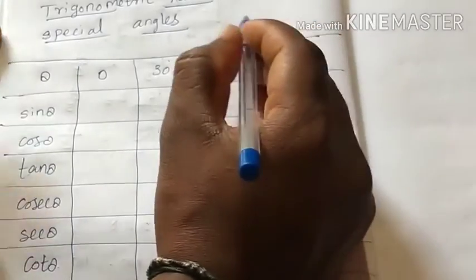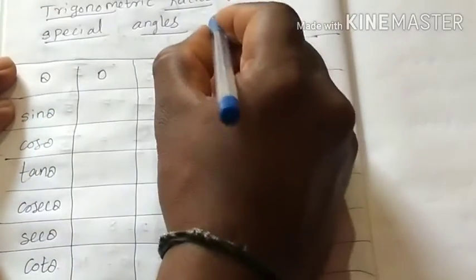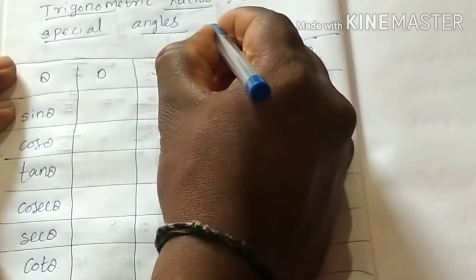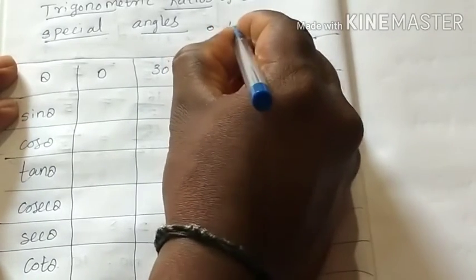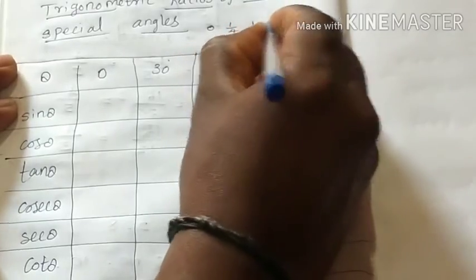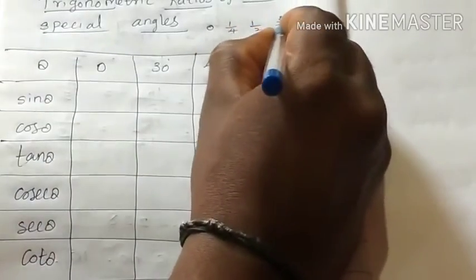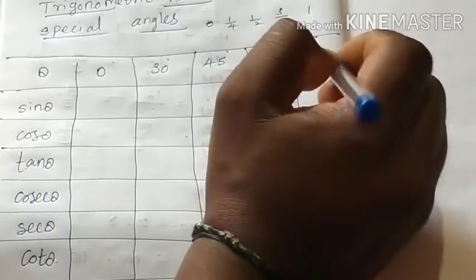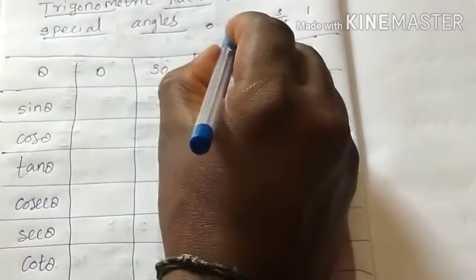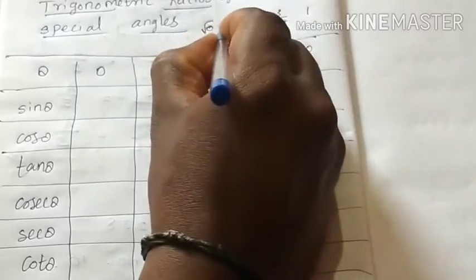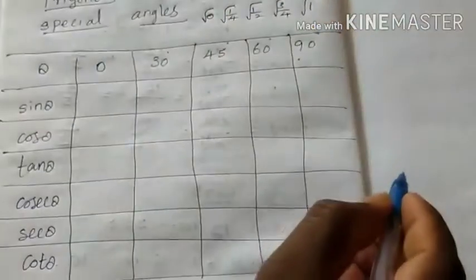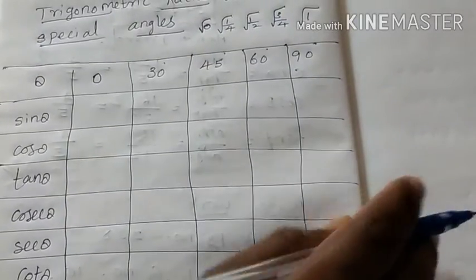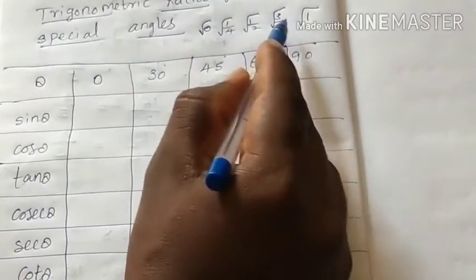Just assume one shortcut. Consider weight objects. The first weight is 0, then 1 by 4 kg, half kg, 3 by 4 kg and 1 kg. Just assume these weights. Now take the square root of each value.